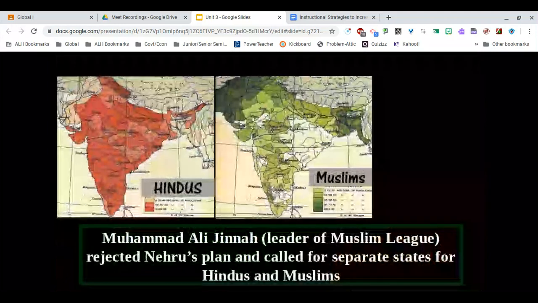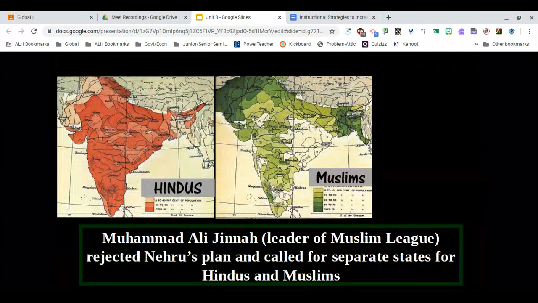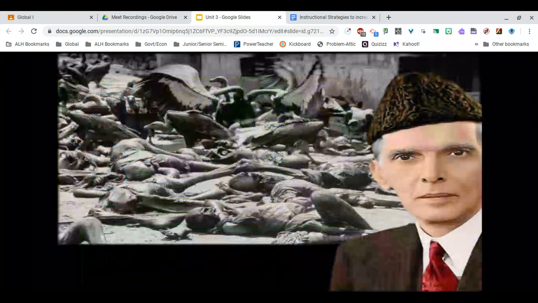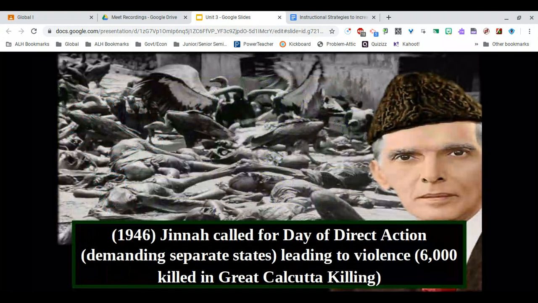And if you look in here, you can take a look at the percentages that you are seeing. So the majority of Hindus did live in India. And you can see in the northern region of what is going to become Pakistan, there are a lot more Muslims. And he really did call for and desire that that region be separated into a separate nation. And Jinnah calls for a day of direct action, which led to a lot of violence, about 6,000 killed. And he did believe that it was necessary for these two nations to be separated.